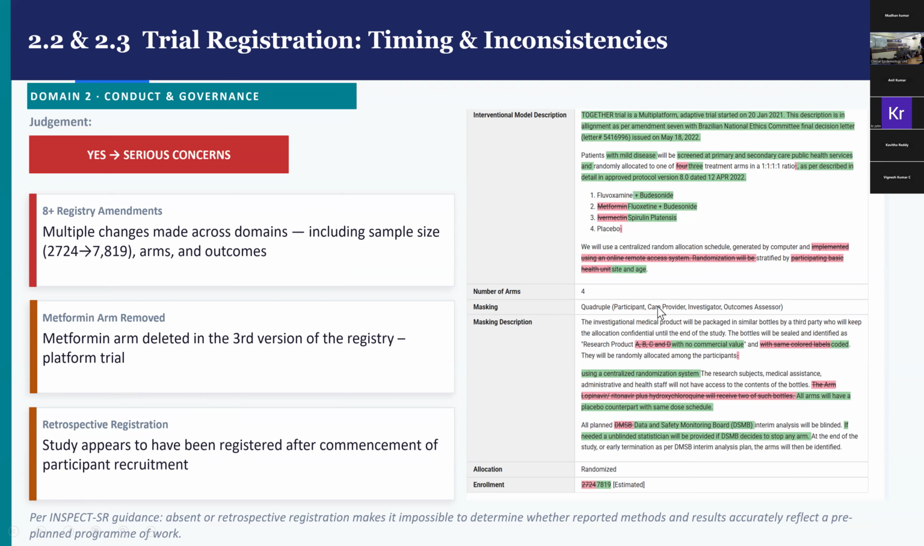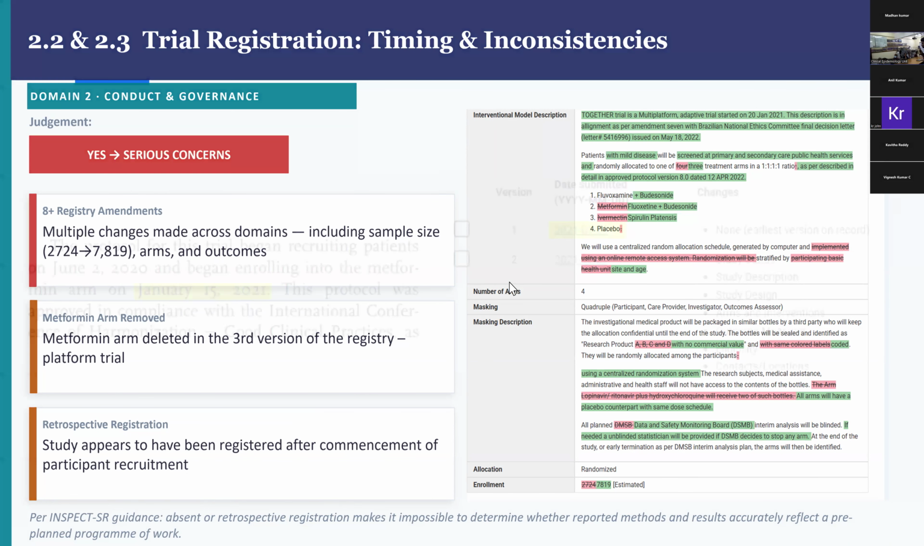Because it's a platform trial, it is acceptable for them to be changing the intervention arm and the control arm. So this per se does not raise concerns. But because the study was registered after the first participant was recruited in the trial, we have again given serious concerns for this domain as well.